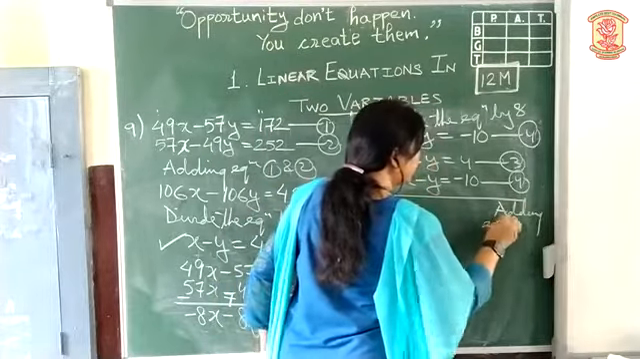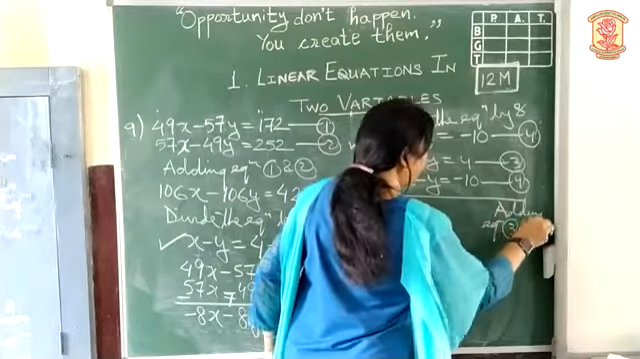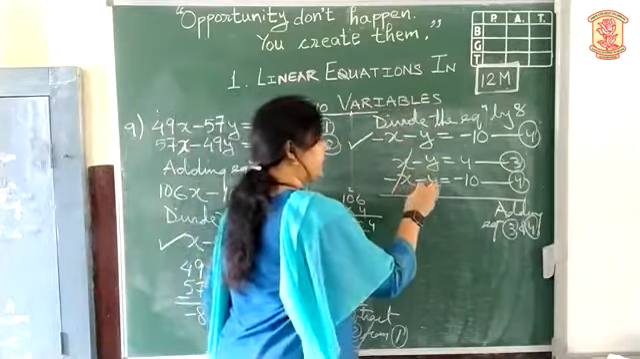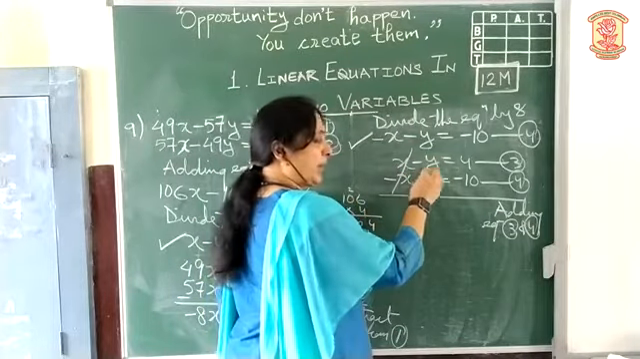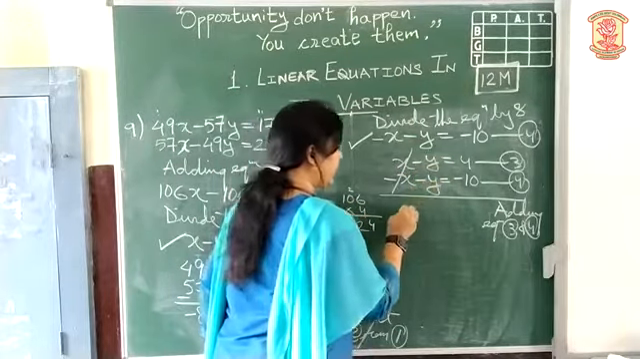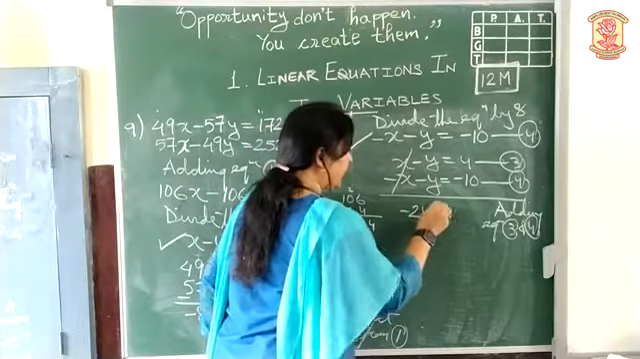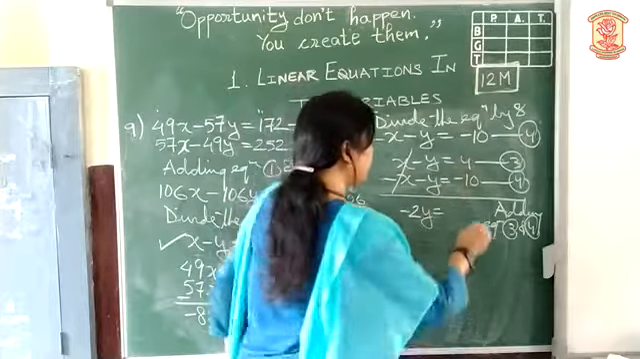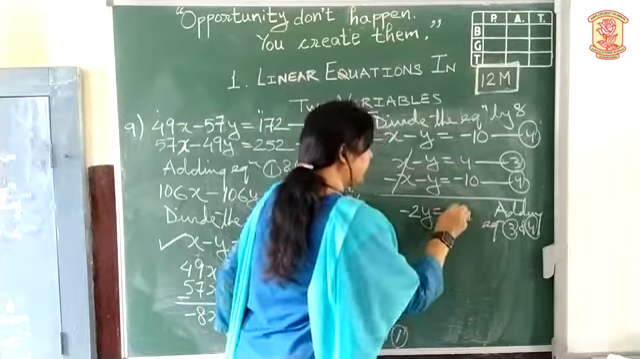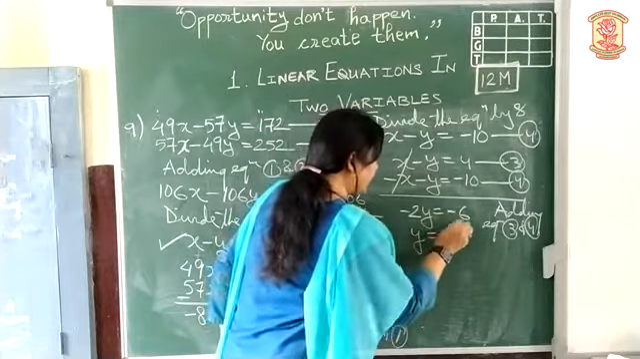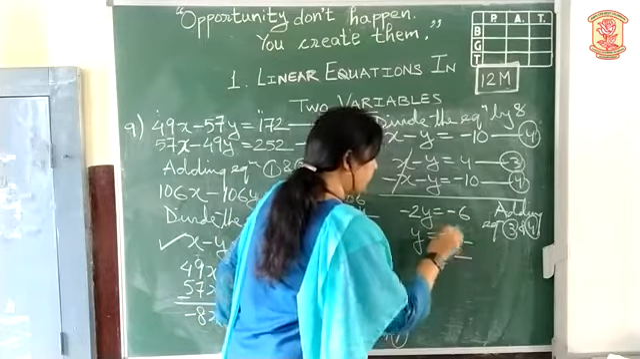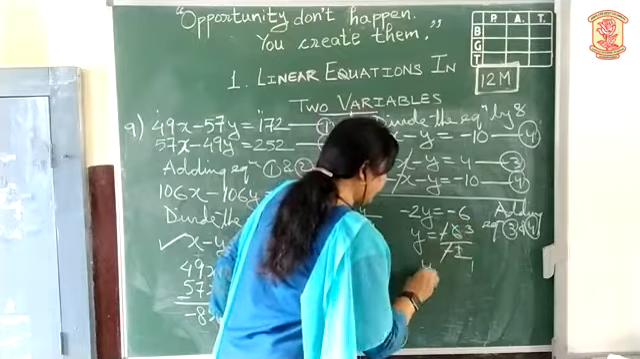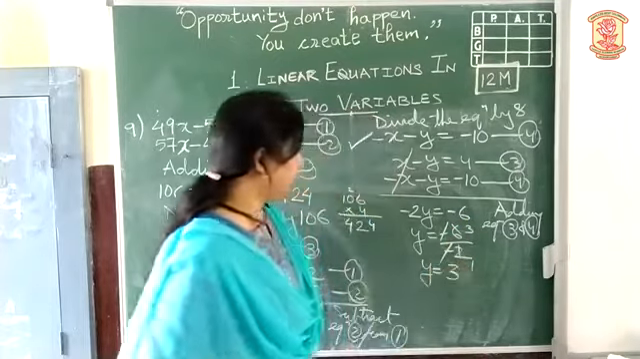Adding equations 3 and 4. So plus x minus x is removed. Minus 1, that is minus minus, plus 1 and 1 is 2 and bigger number sign, that is minus 2y, equals to plus minus minus. 10 minus 4 is 6 and bigger number sign, that is minus. So y will be minus 6 upon minus 2. Minus minus cancels. 2 1s are 2, 2 3s are 6. So the value of y is 3.